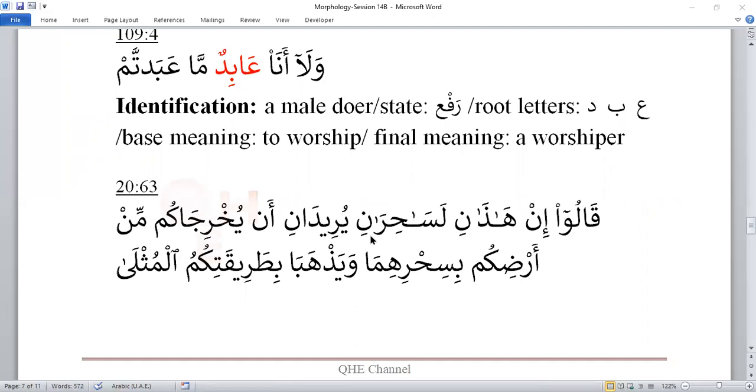Sahirani. What does it match with? It matches with a male dual, for a male dual, doers, right? Two male doers at default state. Okay, so let's pick this word, inshallah.